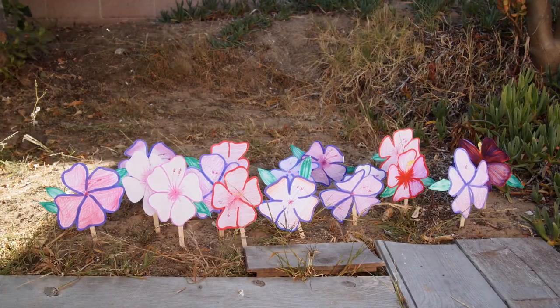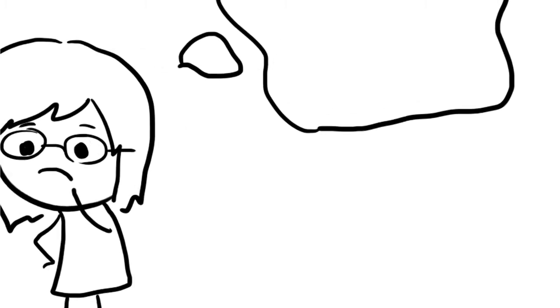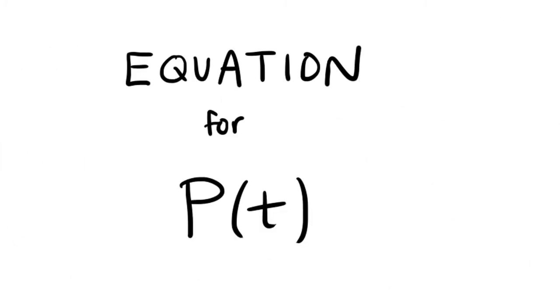Initially, Jenny brought 10 flowers. After 3 days, there were 15 flowers. After 13 days, how many flowers will there be? In order to find how many flowers there are after 13 days, we first need to find the equation for P of t, which represents the population growth, with t being time in days.